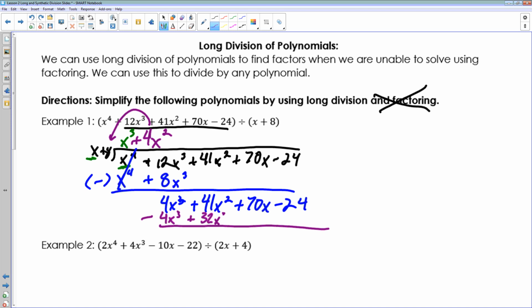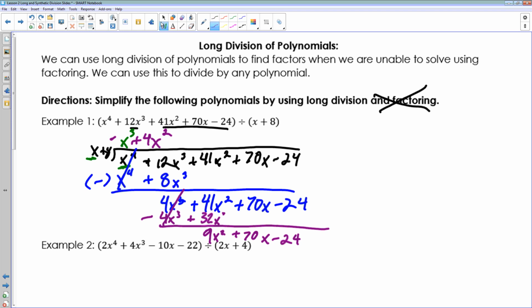So 4x cubed minus 4x cubed goes away. And then 41x squared minus 32x squared gets me 9x squared. And then we bring down everything else. Okay, and now we repeat the process again. So this one's definitely a longer one to start us off. So let's move on to the next part.